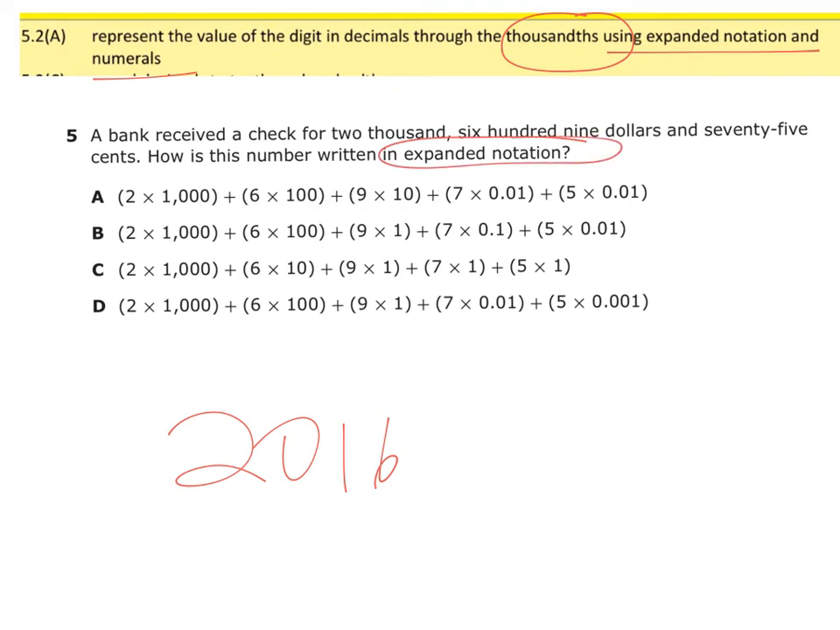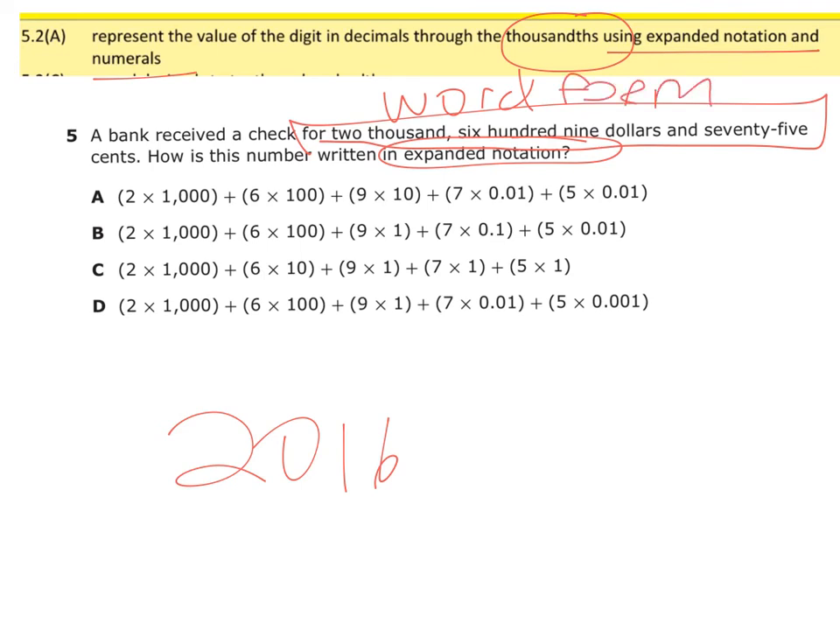And what's interesting about this as well is that they don't give the student a number, they give the student the word form. So the student's really going from word form to expanded notation. So in between this, the student has to know that it's $2,609.75. So the students have to be able to make that connection to make that number to then go here. So definitely some higher level thinking there.